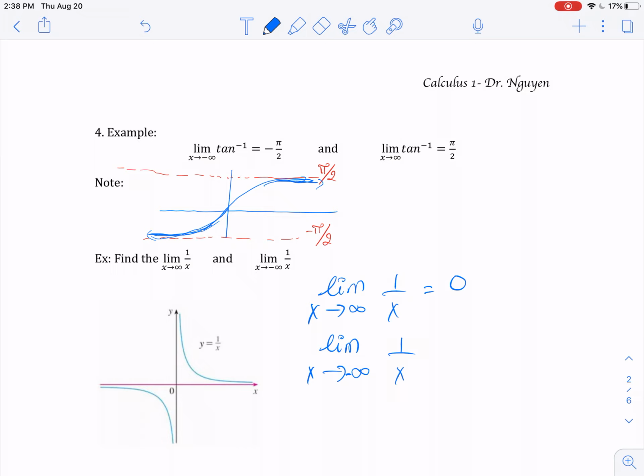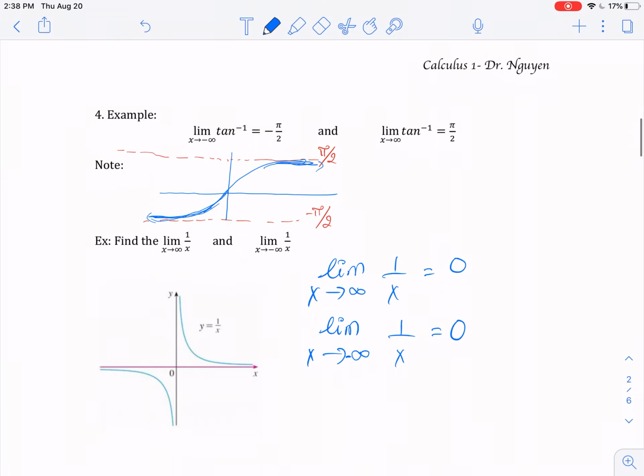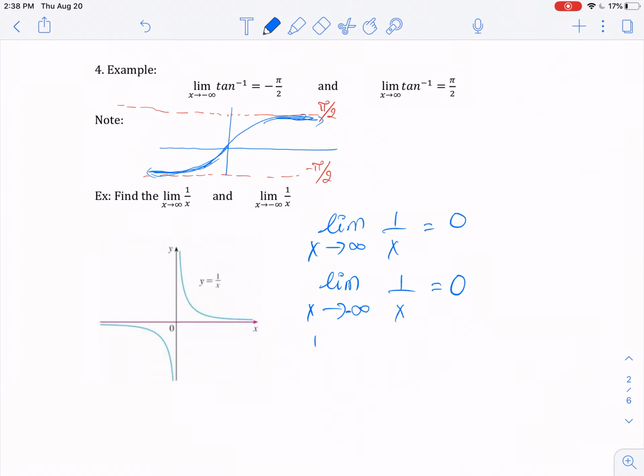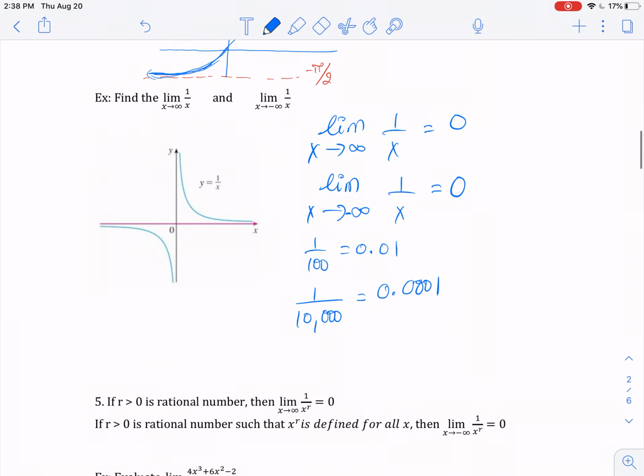But if you want to plug in some points, it's going to be obvious as well. So for example, if I have 1 divided by 100, that's 0.01. If I have 1 over 10,000, it's going to be 0.0001. And then you see that if the number in the denominator becomes large, it's going to result in 0. So the number is going to get smaller as the denominator gets larger and larger and larger.